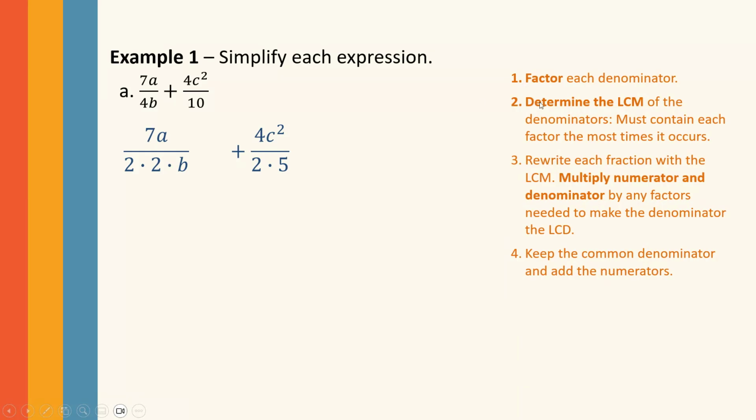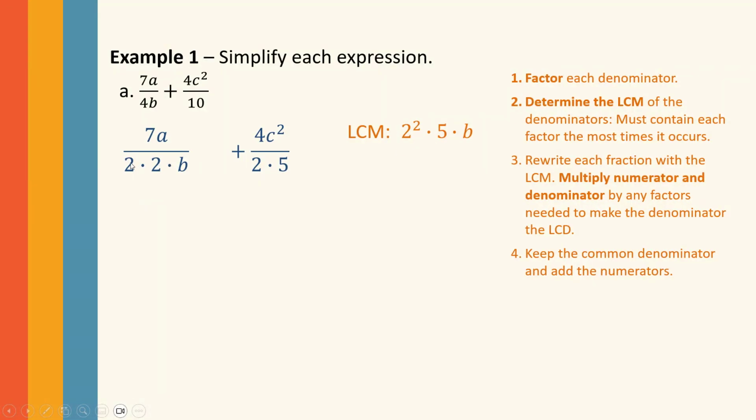So now we need to move on to step 2 and determine the least common multiple of the denominators. It must contain each factor the most times it occurs. So 2 is a factor twice, so the least common multiple has 2 as a factor twice. And then this denominator has the factor of 5 once, and it's 0 times here, so we need 5 as a factor in our least common multiple. And then we have b as a factor. So our least common multiple would be 20b.